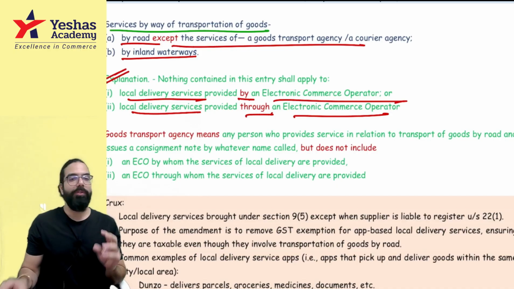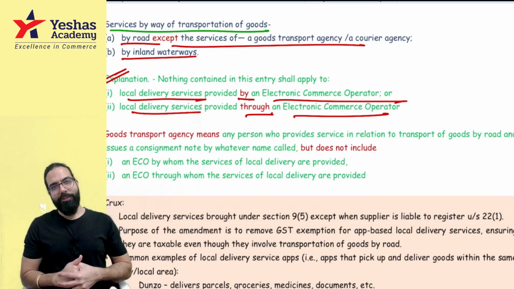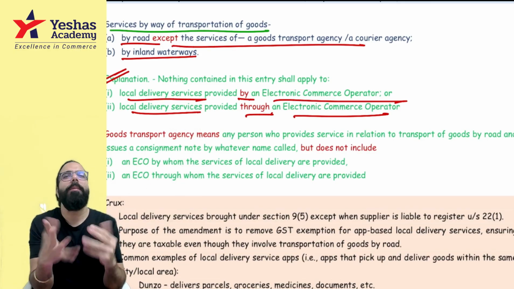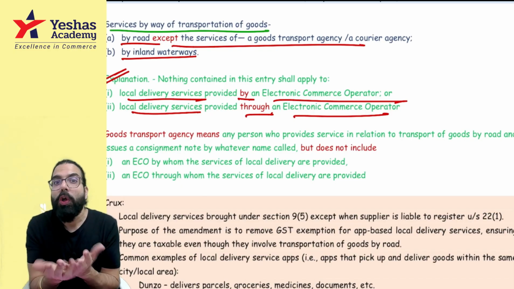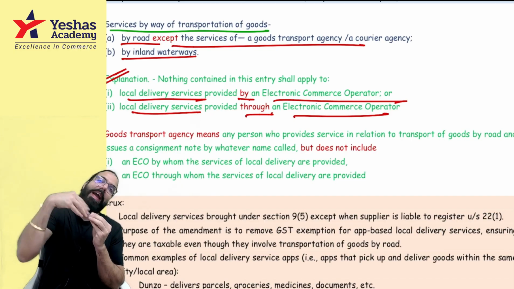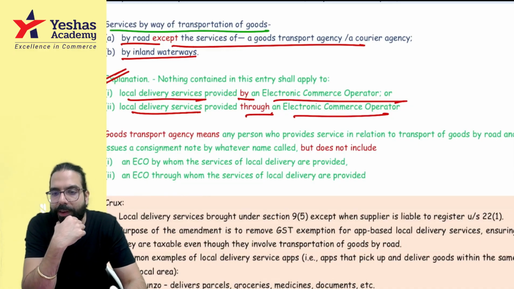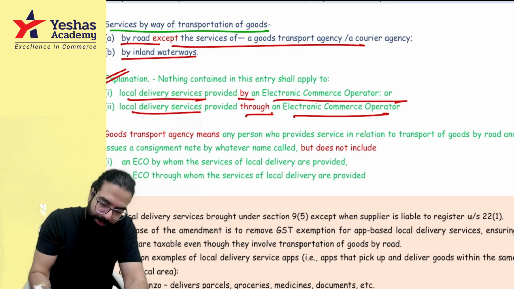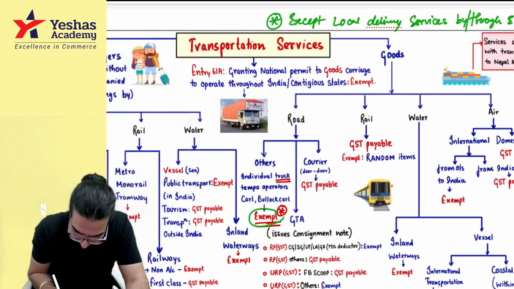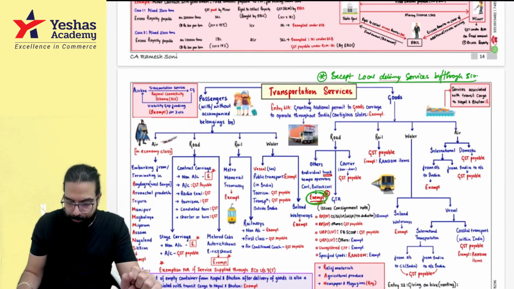There is no exemption. And hence, supposing I am standing outside one shop, you came to me, asked me, and I dropped your fridge at your place, then I will not charge GST because you did not book me through e-commerce, or I am not an e-commerce operator. But if you went online and booked me online and I transported the goods for you, then GST will come. Is the point clear to all of you? Done, sir. This point is clear. So here you can write exempt, this one. In the transportation chart, exempt except local delivery service. Okay sir, this point is clear.